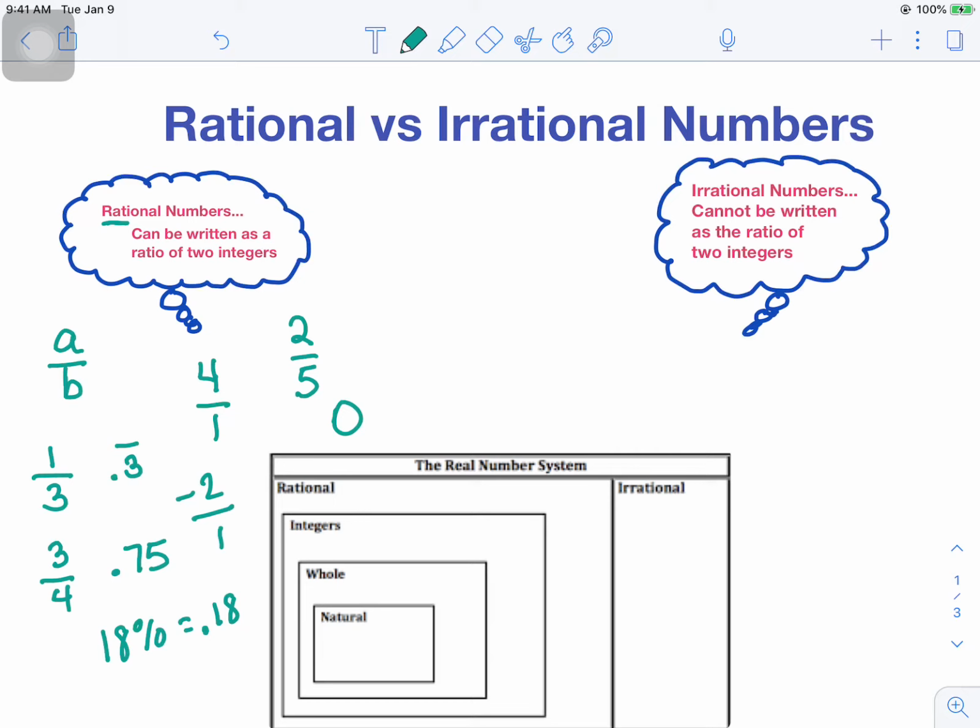The ones you may not know as well is irrational, and the one that's most common is pi. Pi is one of those numbers that goes on forever and ever. 3.1419, we can keep going on forever. It has no distinct pattern.